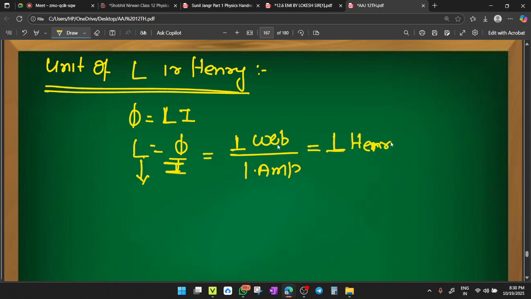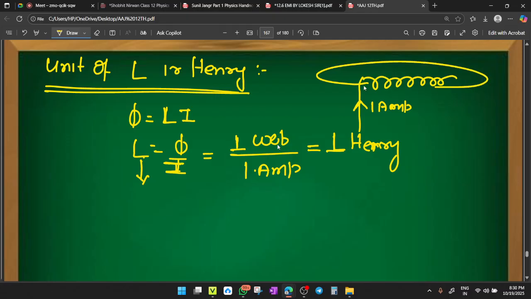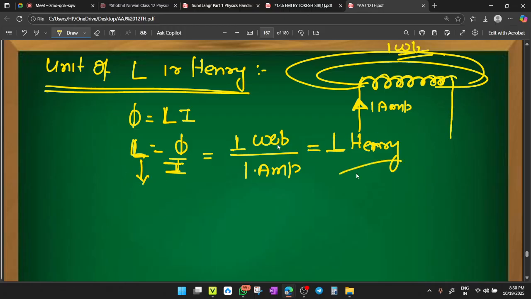Clear? Now make the definition. First you have a coil. There is a current of 1 ampere, and by flowing 1 ampere of current, the flux linked with the coil is 1 Weber. So this is the definition of 1 Henry. If by flowing a current of 1 ampere, the flux linked with a coil is equal to 1 Weber, then the self-inductance of the coil is said to be 1 Henry. Clear?